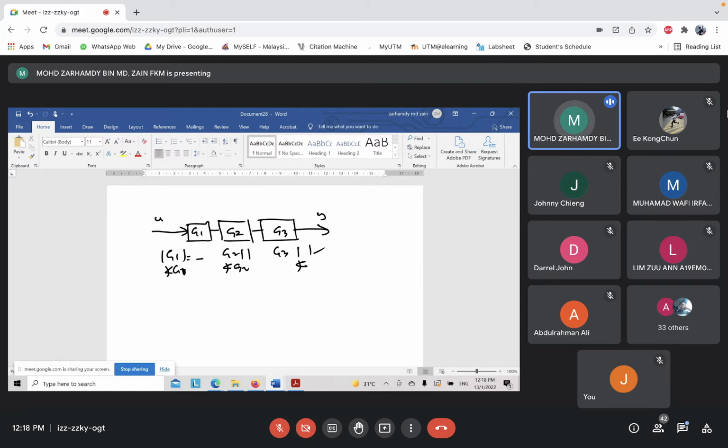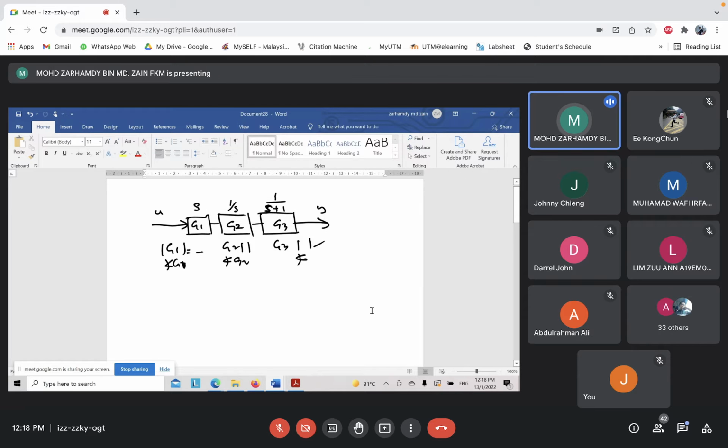So for example, let's say our G1 is S, our G2 is 1 over S, but in our case G3 is 1 over S plus 1. Okay, so we have three different concepts in each block diagram.